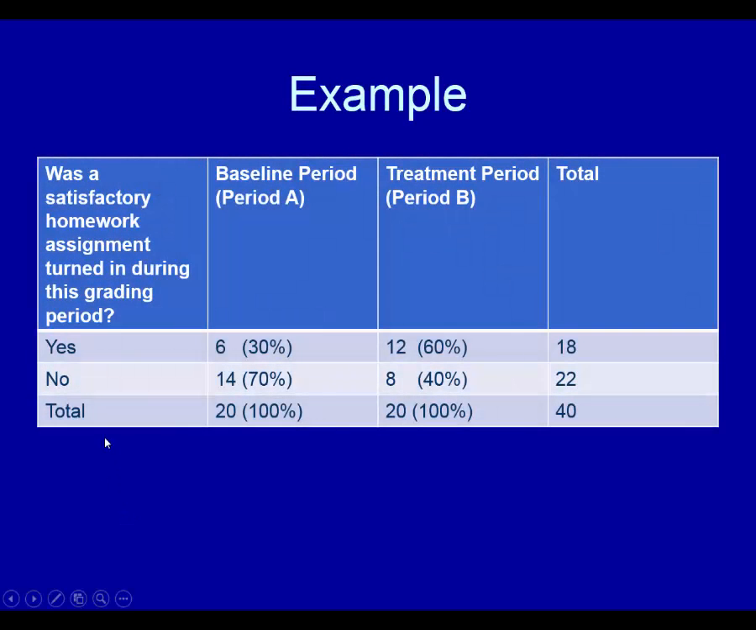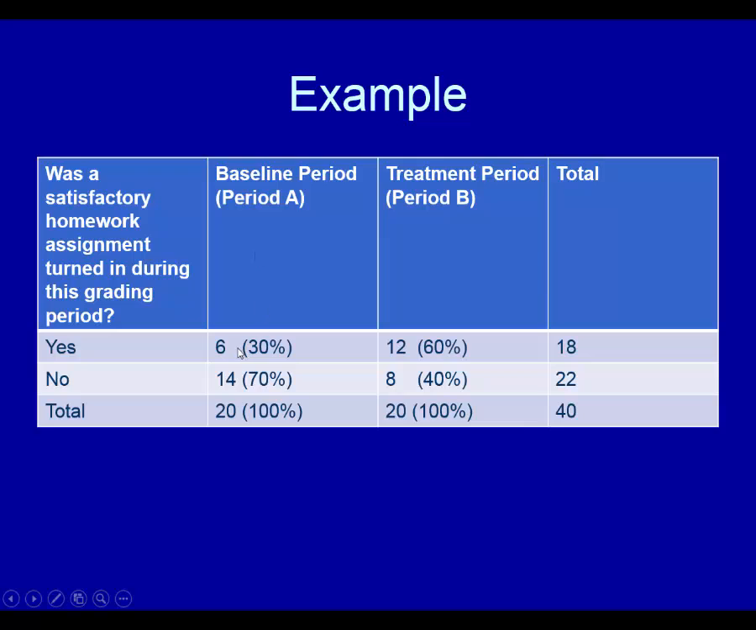Here is an example where we'll submit these data to the Excel file to determine whether they are statistically significant. You can see from here, if you look in the left, "Was a satisfactory homework assignment turned in during this grading period?" You have a line of data for yes. This is the line that shows how many times it was turned in. This is the line that shows how many times it was not turned in. So we have a yes and a no.